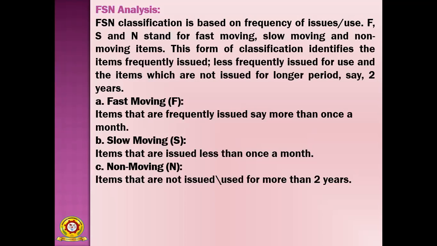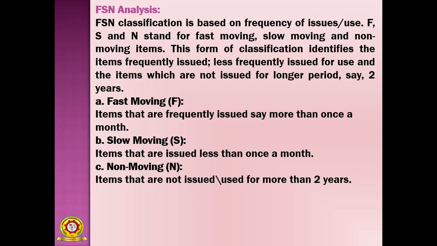So this form of classification identifies the items frequently issued, less frequently issued, and the items which are not issued for a longer period. Three types: frequently issued, less frequently issued, not issued for a long period. That means up to 2 years. That comes under non moving items.